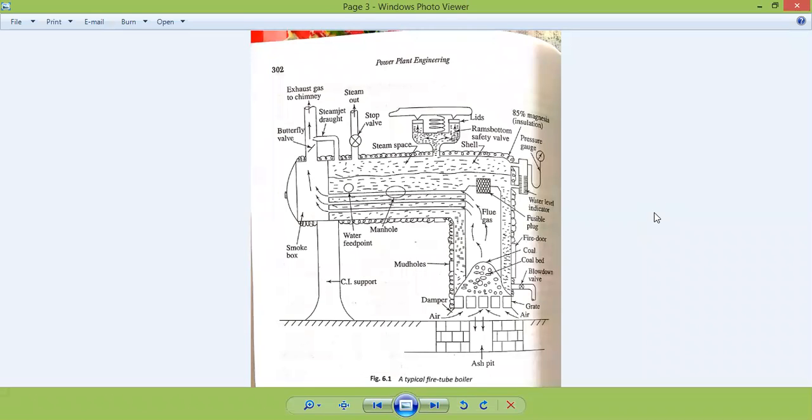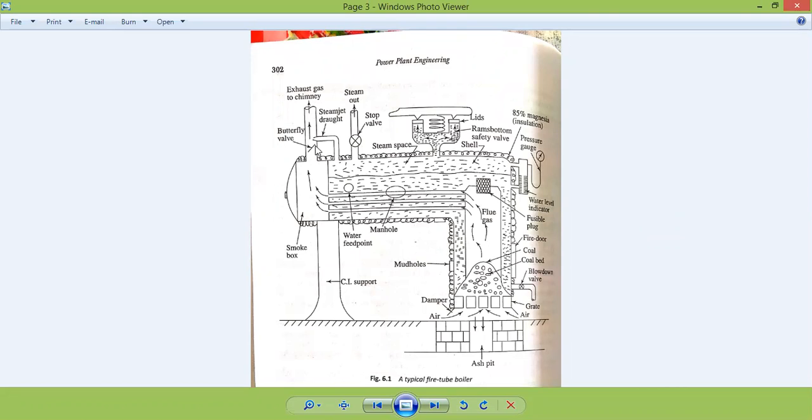The typical fire tube boiler is what we have here, with the furnace outside the boiler shell. Where is the furnace itself? This is the smoke box. This is the exhaust gas chimney.